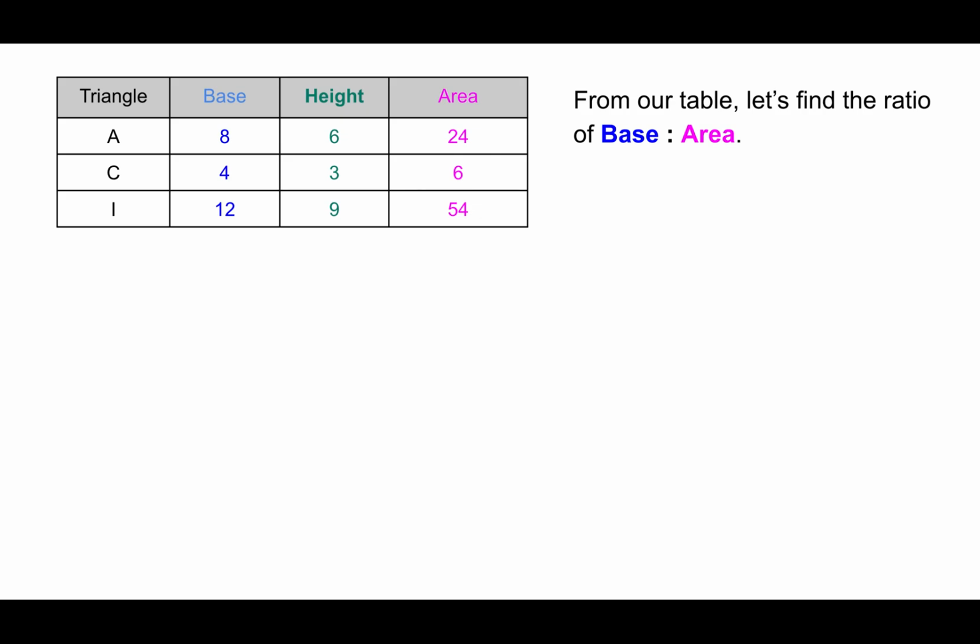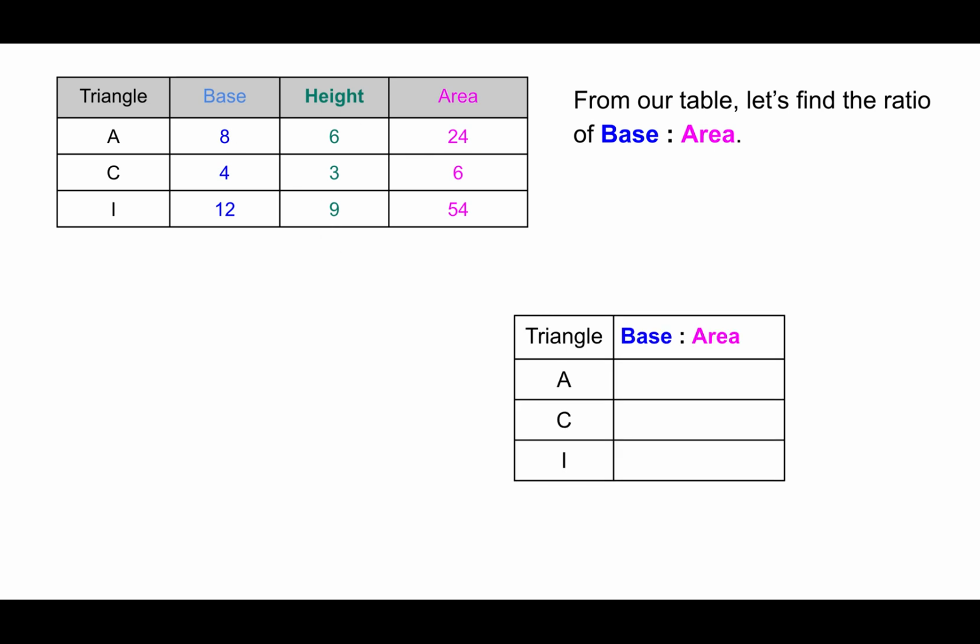So from this table, let's find the ratio of the base to the area. Again, we're going to look at the base and the area. We're not going to include the height for this one. So the base to the area is going to be 8 to 24, 4 to 6, and 12 to 54.